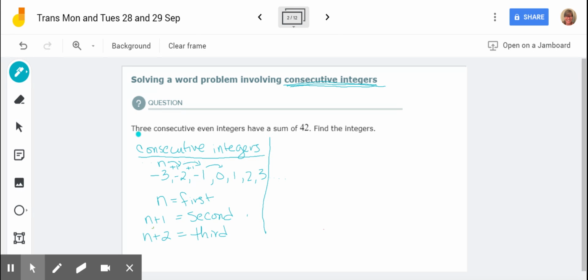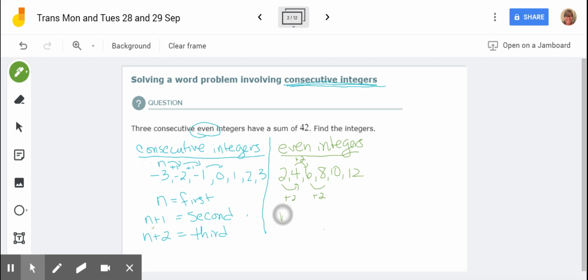Well, this one doesn't say consecutive. It says 3 consecutive even integers. So let's talk about even integers. Let's say you pick an even number, 2. What's the next one? 4, 6, 8. Who do we appreciate? Okay, 2, 4, 6, 8, 10, 12. These differ by how many? 2. To get from one to the next, you have to add 2.